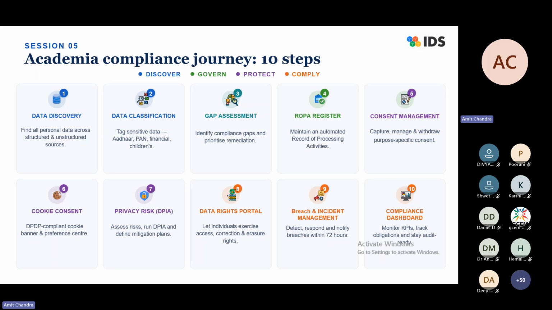The fourth step will be the ROPA registration. We will make sure that automated records are maintained for the processing activities. Then comes our iConcentra platform, which is specifically designed for the fifth, sixth, seventh, eighth, ninth, and 10th steps.